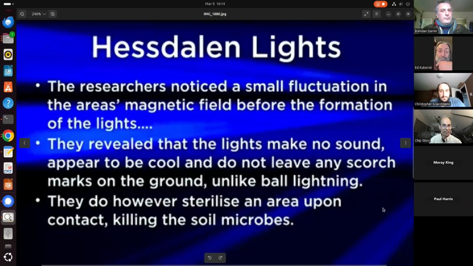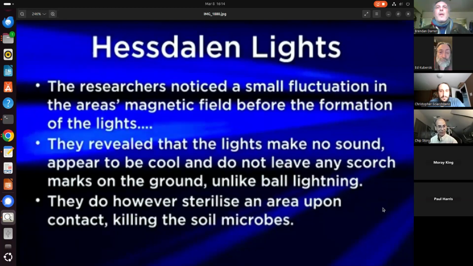Continuing with Hesdalen lights, researchers noticed a small fluctuation in the area's magnetic field before the formation of the lights. Bullet two, they revealed that the lights make no sound, appear to be cool, and do not leave any scorch marks on the ground, unlike ball lightning. Bullet three, they do, however, sterilize an area upon contact, killing the soil microbes.